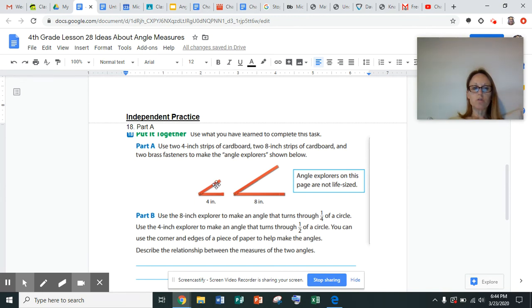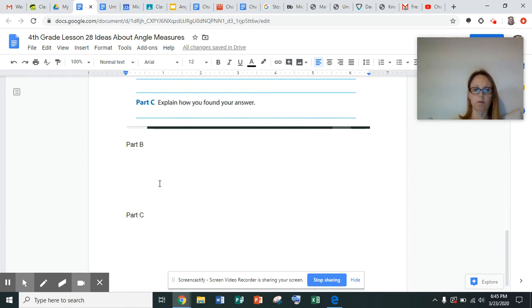So they wanted you to use 2 4-inch strips of cardboard and 2 8-inch strips of cardboard with a brass fastener, and they wanted you to make these angle explorers as shown below. So they wanted you to use the 8-inch angle explorer to make an angle that turns 1/4 of a circle. Then they wanted you to use this 1/4 angle to make an angle through 1/2 of a circle. You can use the corner and edges of a piece of paper to help make the angles. Describe the relationship between the two measures of the angles.